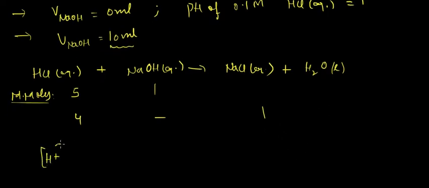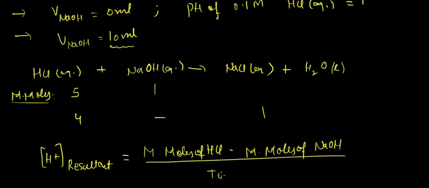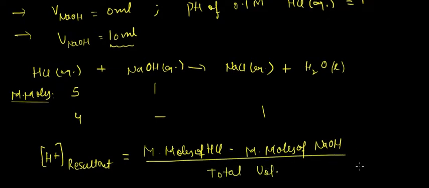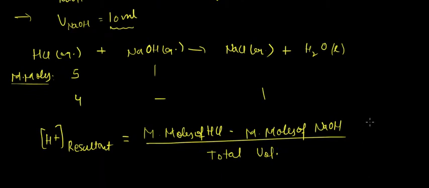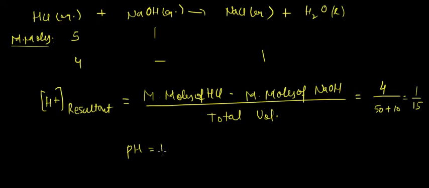So H plus resultant can be written as millimoles of HCl minus millimoles of NaOH divided by total volume. So we would have something like 5 minus 1, which is 4, divided by 50 plus 10. So the concentration of H plus resultant would be 1 by 15. So the pH of the solution then would be 1.16.